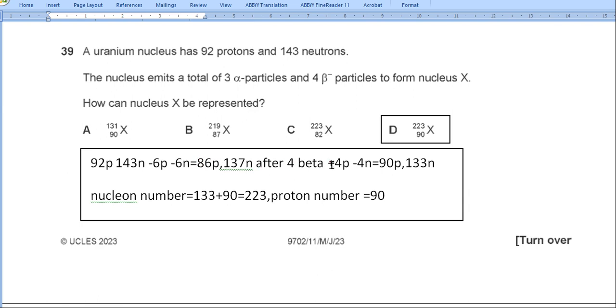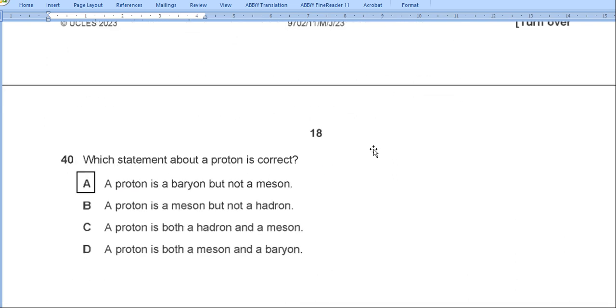After 4 beta emissions, we get more protons and fewer neutrons. So we get 90 protons, 133 neutrons, but here the lower value is the charge, or number of protons, and the upper value is the number of nucleons. So the number of nucleons is 223, so the answer is D.